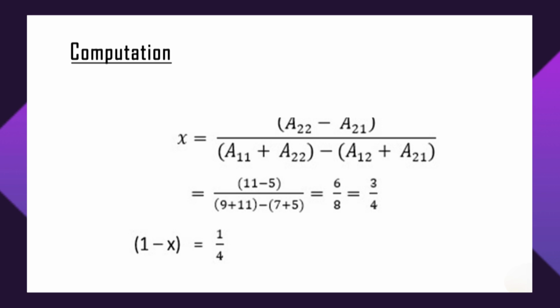It means the diagonal elements, A11 plus A22, and the non-diagonal elements subtracted, and we have 6 by 8, it means 3 by 4. But what is the probability of the other one? Simply 1 minus 3 by 4 is 1 by 4. We can see here, if we add 3 by 4 plus 1 by 4, definitely we have the certainty of the event, the certainty of the game, that is 1 itself, the certain probability.